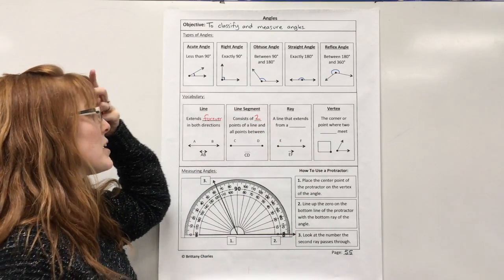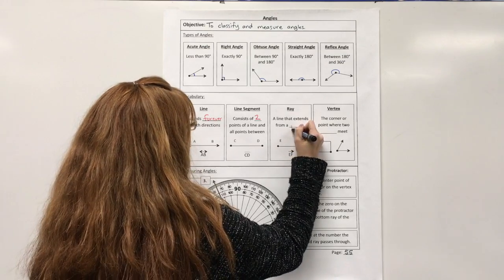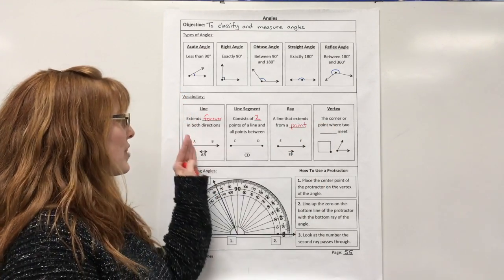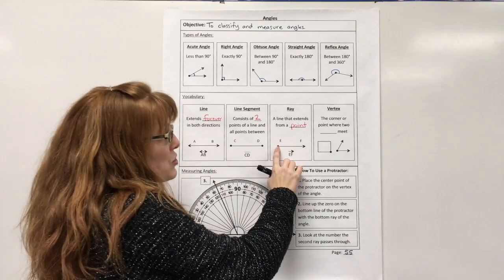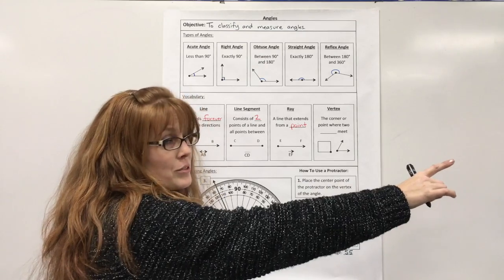Okay, and then the next one, a ray, a line that extends from a point. Okay, so basically it's sort of like half of a line. So I start at this endpoint, and then I go on forever just in one direction.